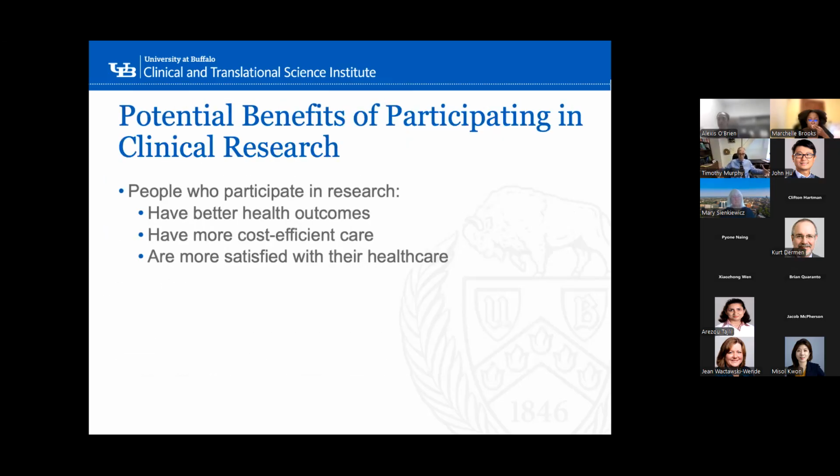And from a broader perspective, people who participate in research have better health outcomes, have more cost-efficient care, and are more satisfied with their health care compared to people who don't have the opportunity to participate. We don't have a cause and effect relationship just yet, but probably it's because of all those reasons that I showed you in the previous slide.